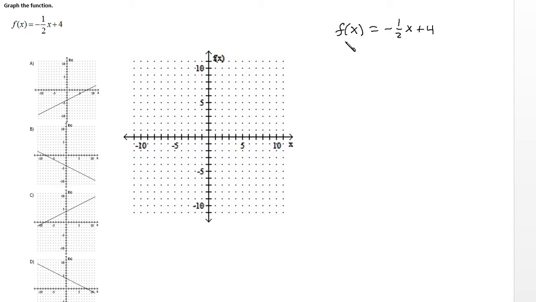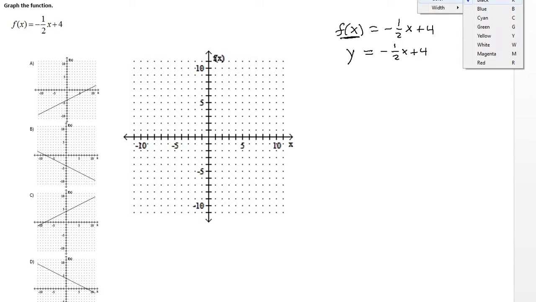When we look at f of x, it's indicating that f is a function of x. This can be replaced with a second variable, y, for example. So we could rewrite this as y equals negative 1/2 x plus 4. If we make that replacement of the function notation with a single variable, we find that the exponent on y is a positive 1, and the exponent on x is also positive 1.